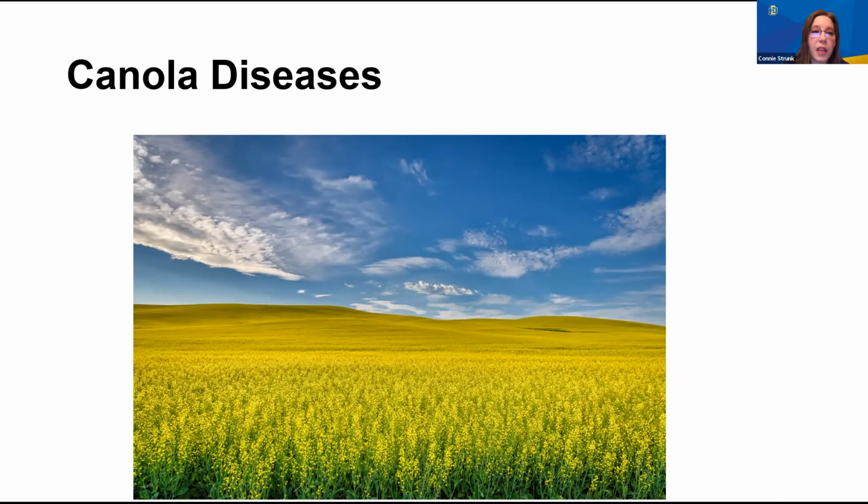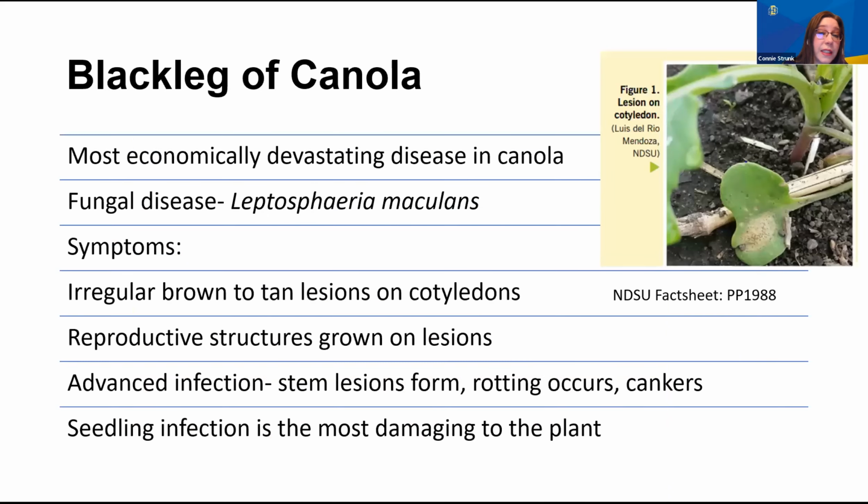I'm switching gears real quick to a couple of canola diseases. The biggest one that we have in the state is blackleg of canola. It is the most economically devastating disease in canola. It produces irregular brown to tan lesions on the cotyledon. Oftentimes you're going to see reproductive structures growing on those lesions. Advanced infection would be stem lesions forming, rotting occurs, and there are going to be cankers.